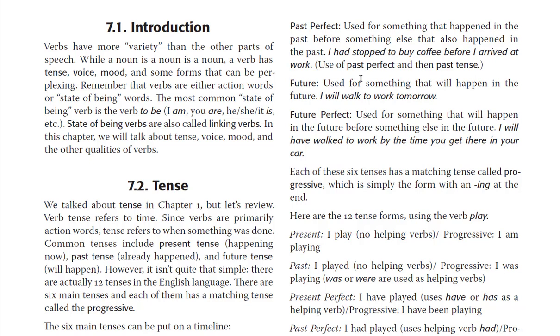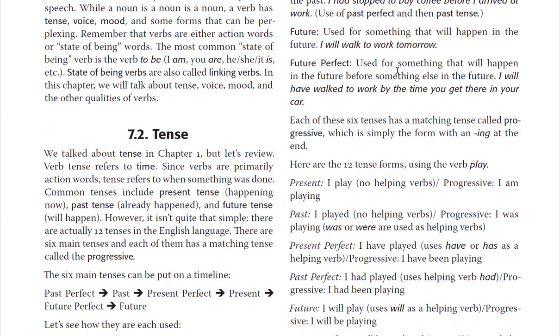Each of these 6 tenses has a matching tense called progressive, which is simply the form with an -ing at the end. Present tense, I play. Progressive, I am playing. Past tense, I played. Progressive, I was playing. Present perfect, I have played. Present perfect progressive, I have been playing. Past perfect, I had played. Past perfect progressive, I had been playing.